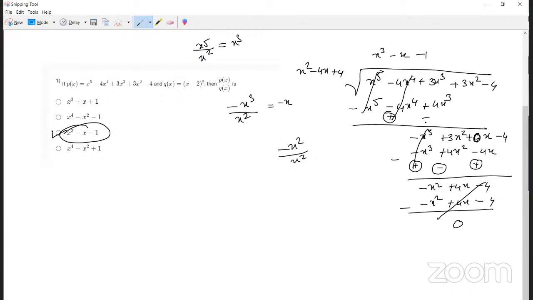Sir, there's an activity question. Can you help with activity 4.6, question number 1? I tried to do it with long division, but I did not know how to do it. So can you help? 4.6 question number 1.